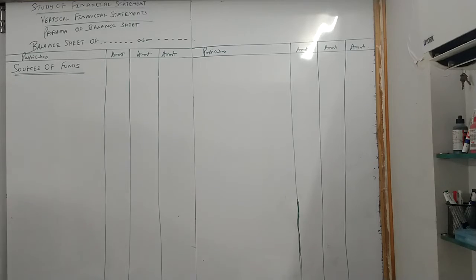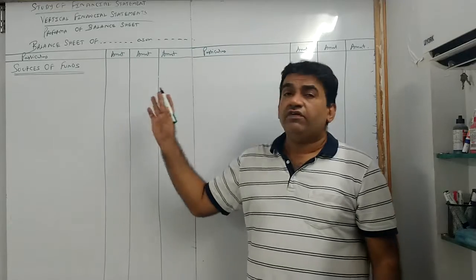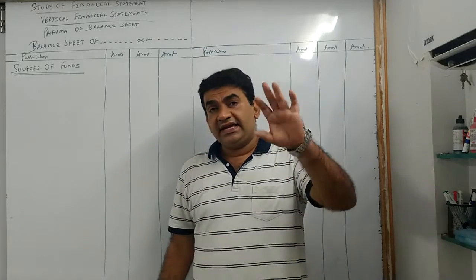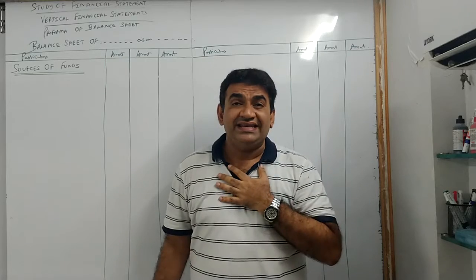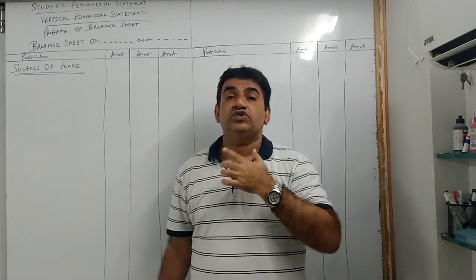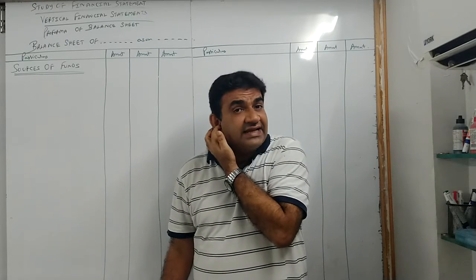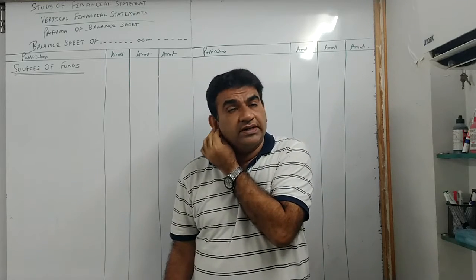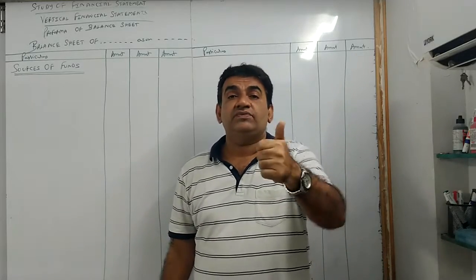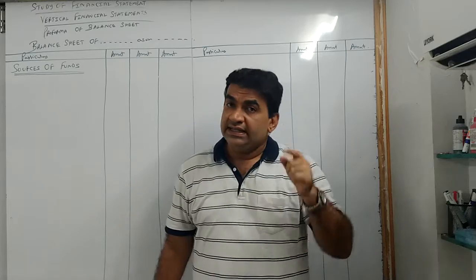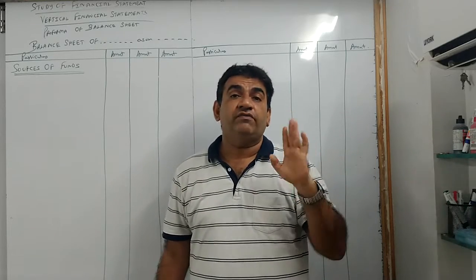The first main heading will be sources of funds, from where you get money. When I say you're getting money, there are only two sources. One is the money which belongs to you, and second, the money which you have borrowed. Either it has to be your own money or the money which you have borrowed.